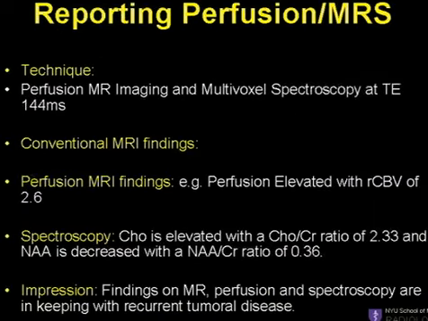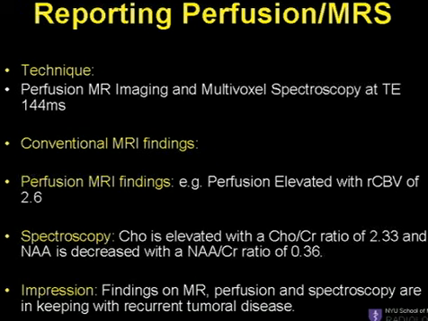So now when we come to reporting perfusion and MRS, I think in the technique it's important to mention that we're doing perfusion and MRS. Typically it's multivoxel MRS, and mention the echo time as well, so that we can either reproduce it, or if you're doing it somewhere else, they can know what technique you're using. Describe the conventional MRI findings, and then describe the perfusion findings. Typically you would give a value for rCBV if that's elevated, of 2.6 or whatever it is.